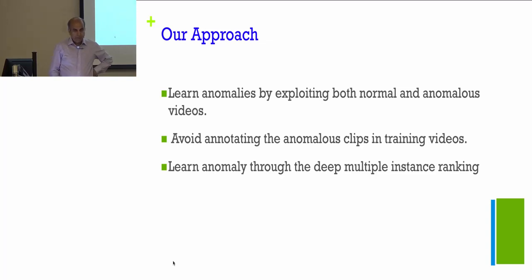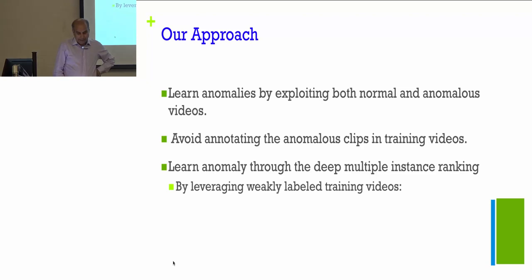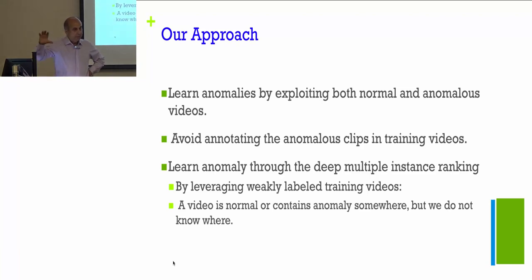And so we are going to use what is called multiple instance ranking, and we will use weakly labeled videos. So we'll have long videos that we got from the police department that say there's no anomaly, no anomaly. There are many videos. But some videos, they say there was an anomaly, but they don't tell us where it is. So the system automatically learns from it, and next time it will detect the anomaly.